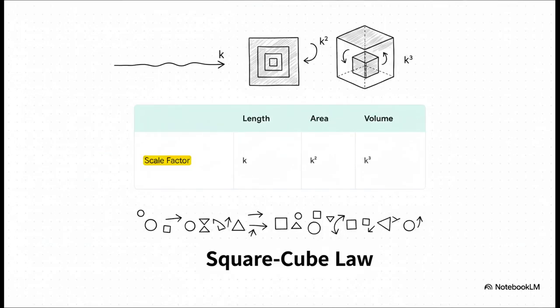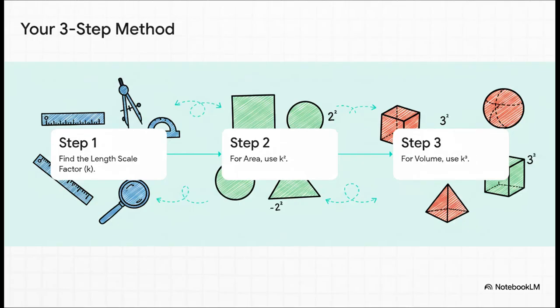Crazy, right? So here's the takeaway, the absolute key to all of this. If your length scales by K, your area always scales by K squared. And your volume always scales by K cubed. This simple relationship is called the square cube law, and it's literally the secret to solving every single one of these problems. And we can boil this whole thing down to a super easy 3-step method. Step 1, no matter what, you always find K, the length scale factor, first. That's your starting point. Step 2, if they're asking about area, just square that K. Step 3, if they're asking about volume, you just cube it. That's it. That's the whole playbook.